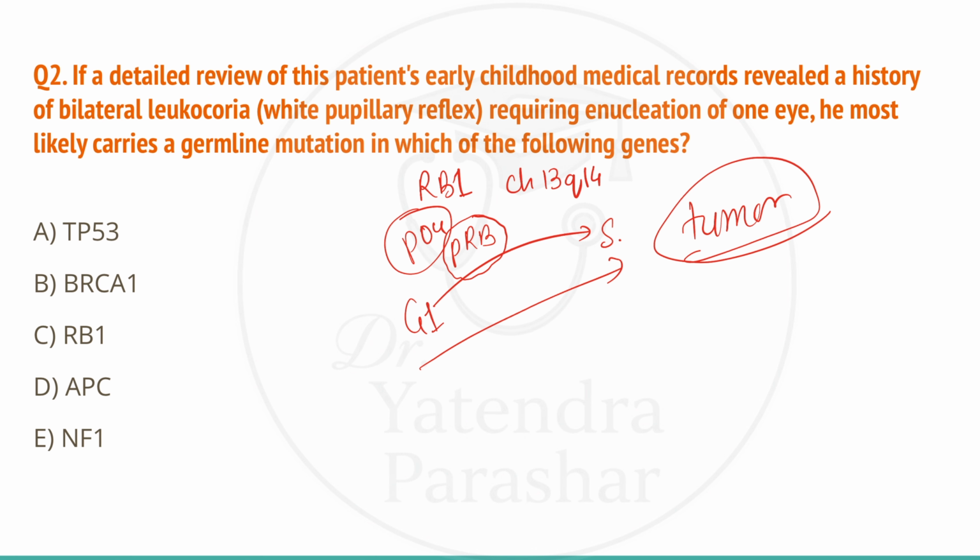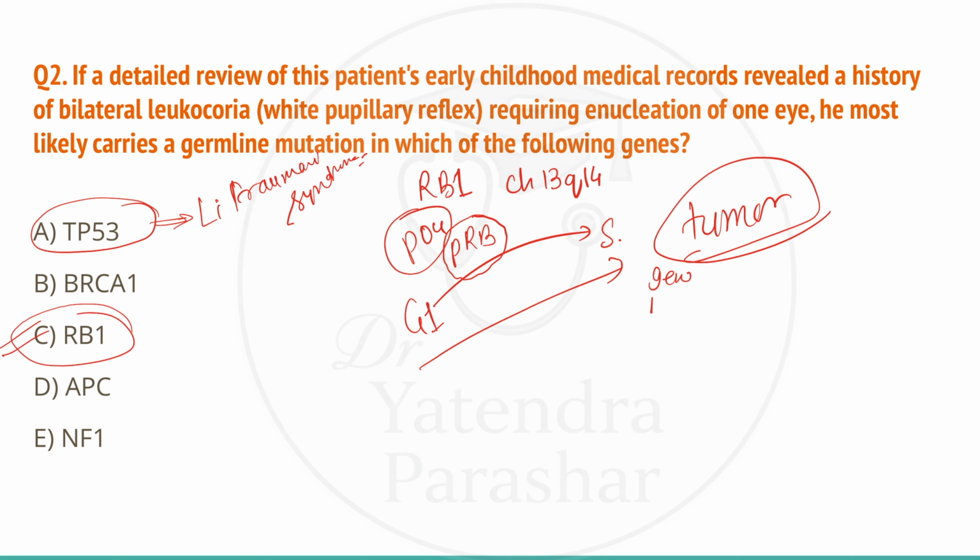So option C is the correct option. Other options like TP53 is also associated with the increased risk of osteosarcoma, and it causes Li-Fraumeni syndrome. Other options are not associated with increased risk of osteosarcoma.